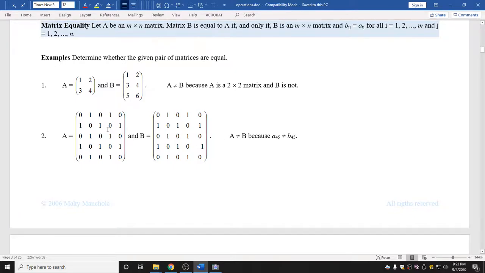For two matrices to be equal, they must have matching dimensions, equal dimensions, and entry by entry, they must be identical. So Aij must equal Bij for all i and for all j.